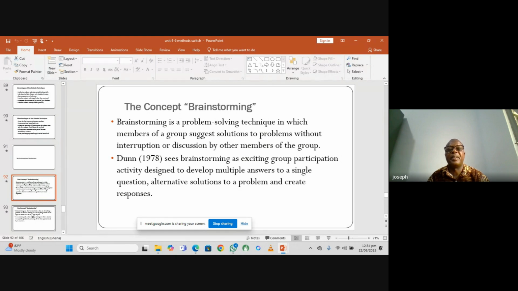Down sees brainstorming as an exciting group participation activity designed to develop multiple answers to a single question, because everybody will contribute, will say something. Once everybody is saying something, the teacher is writing. And when it comes to the correction, that's where you now advise them, this is not related to the topic. It generates alternative solutions to a problem and creates responses. So brainstorming is an exciting group participation activity designed to develop multiple answers to a single question.